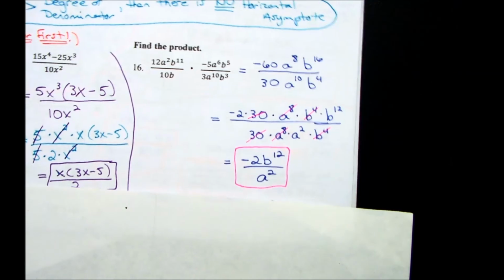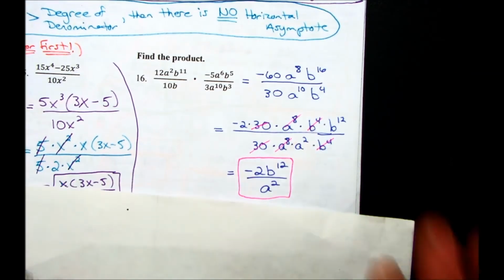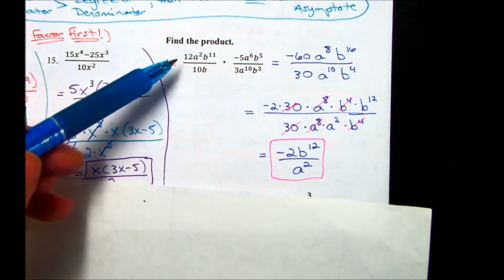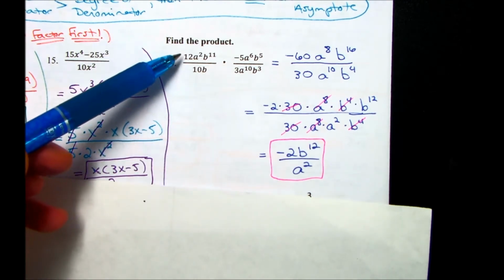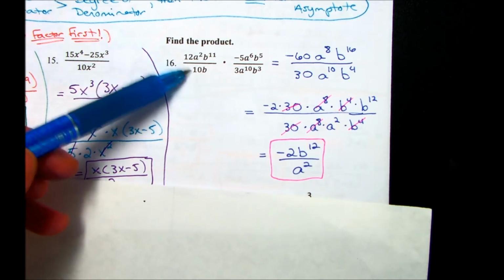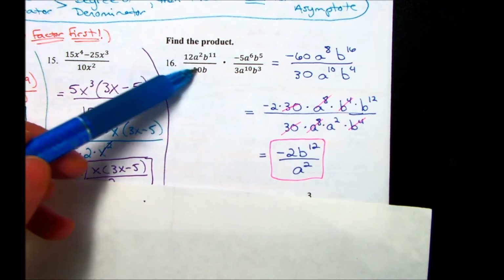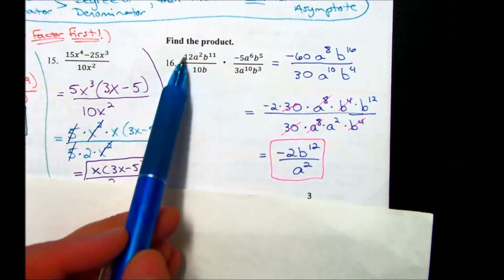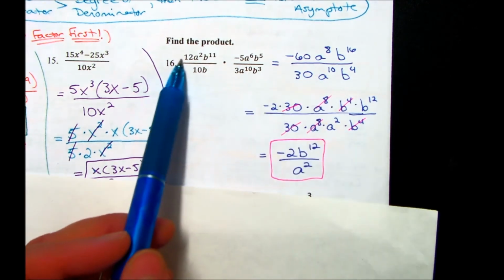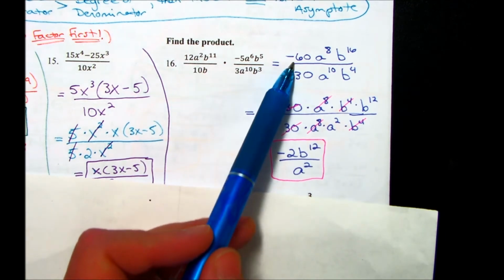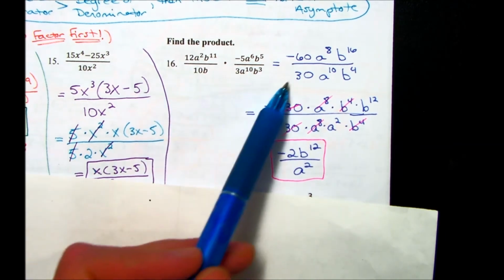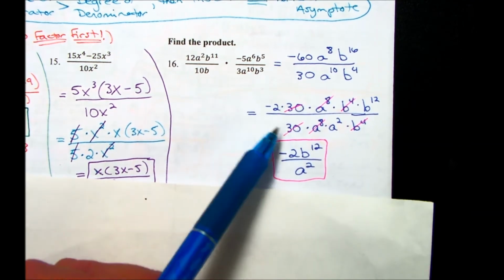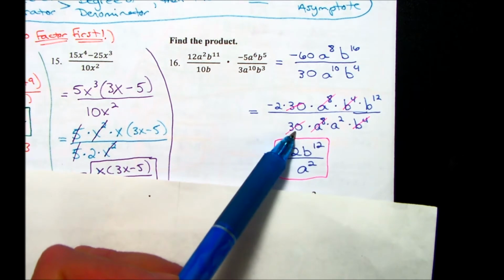All right, the next one, we're finding the product, and it's all monomials. So when you have all monomials, there's a couple different ways you can go about this. We could reduce some of these right away and then multiply across, but for explanation purposes, it's probably easier to multiply across then reduce. So 12 times negative 5 would be negative 60. 10 times 3 would be 30, and then when I reduce that, I just get negative 2 because 30 would reduce from both the numerator and denominator.